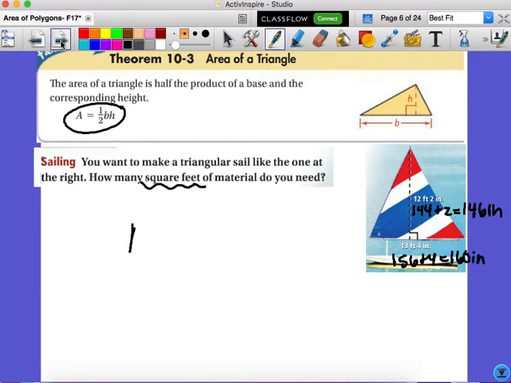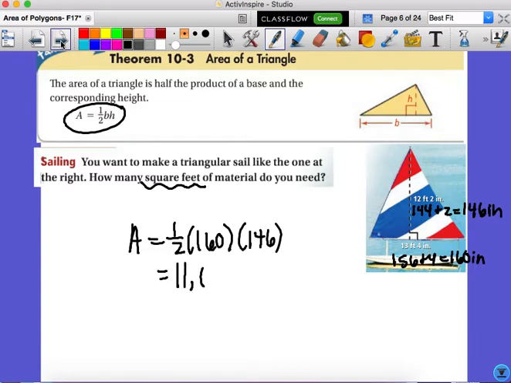So my area is 1/2 the base times the height. So half of 160 times 146 gives me an area of 11,680 square inches. However, they want my answer in square feet. So now I'm going to create a conversion chart.